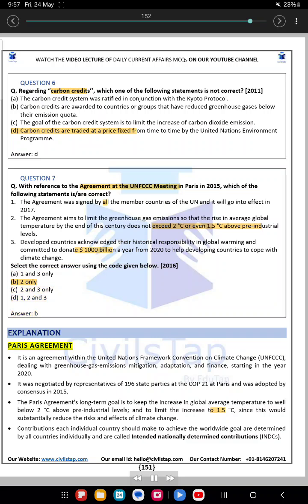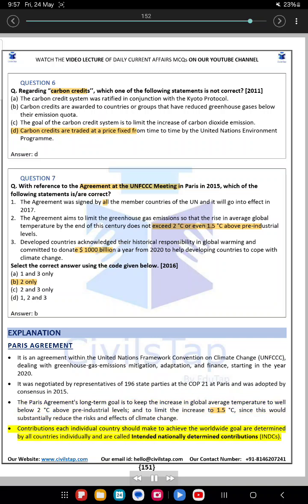Explanation. Paris Agreement. It is an agreement within the United Nations Framework Convention on Climate Change, UNFCCC, dealing with greenhouse gas emissions mitigation, adaptation, and finance, starting in the year 2020. It was negotiated by representatives of 196 state parties at the COP21 at Paris and was adopted by consensus in 2015. The Paris Agreement's long-term goal is to keep the increase in global average temperature to well below 2 degrees Celsius above pre-industrial levels, and to limit the increase to 1.5 degrees Celsius, since this would substantially reduce the risks and effects of climate change.